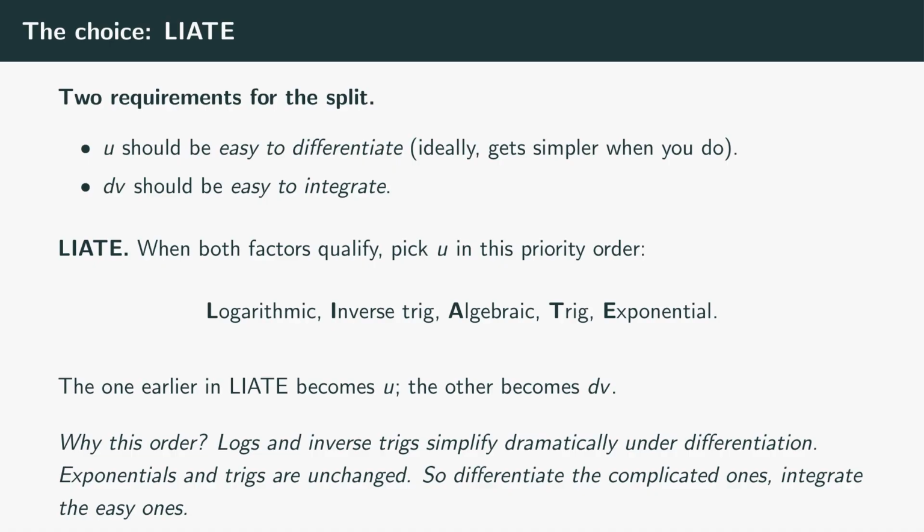Why this order? Logarithms and inverse trig functions simplify dramatically when you differentiate them. The natural log of x becomes 1 over x, arctangent of x becomes 1 over quantity 1 plus x squared. Algebraic functions, meaning polynomials and rational functions, simplify gradually. x squared goes to 2x, goes to 2, goes to 0. Trig and exponential functions are essentially unchanged by differentiation. Sine becomes cosine, e to the x stays e to the x. So you want to differentiate the things that simplify and integrate the things that don't get worse. LIATE encodes that. It's not a theorem, it's a heuristic. 95% of textbook integration by parts problems obey it.